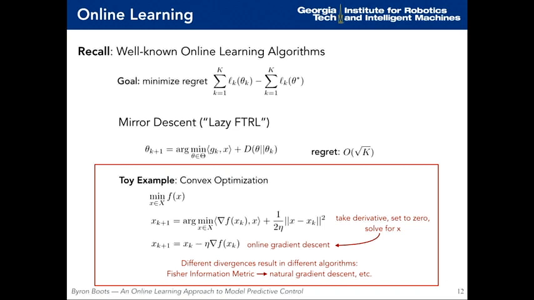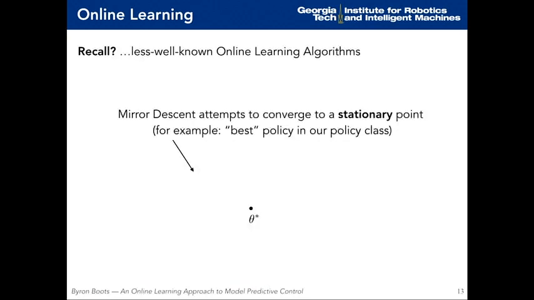So again, this is kind of high level, very quick, to try to understand what mirror descent is without going into too many details. All right, so now I want to talk about some less well-known online learning algorithms. Mirror descent attempts to learn a sequence of policies that compares well with the best policy in my policy class in hindsight. So over multiple steps, it should converge to, for example, this optimal policy theta, so something like this.